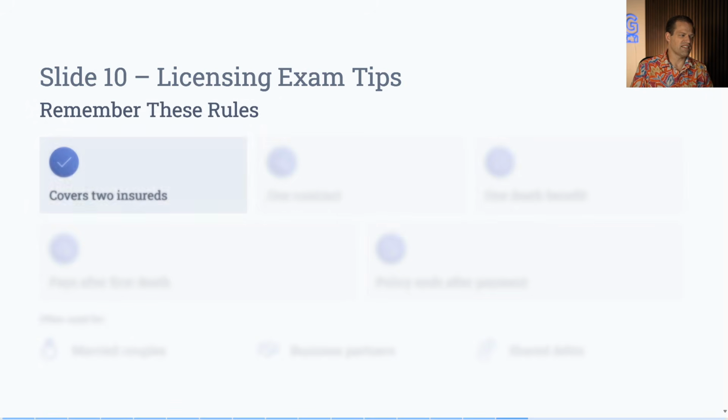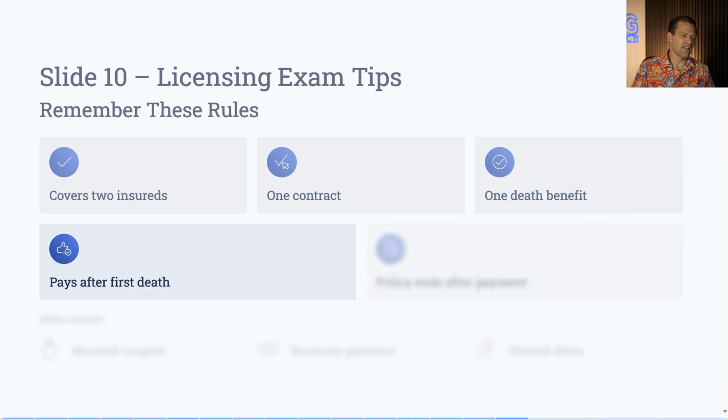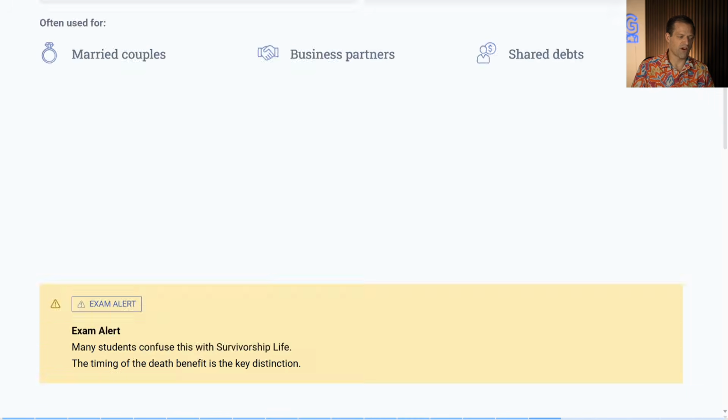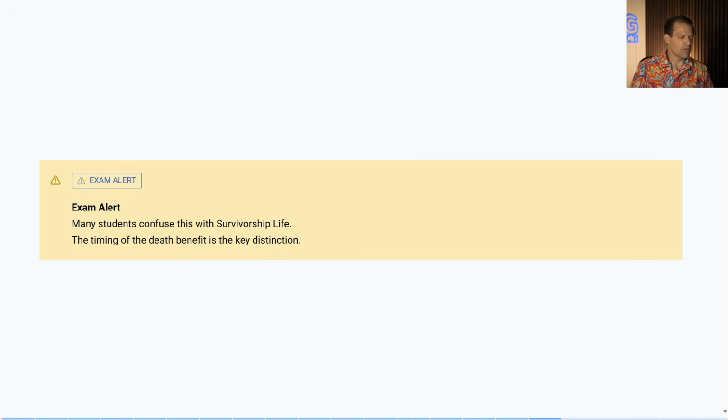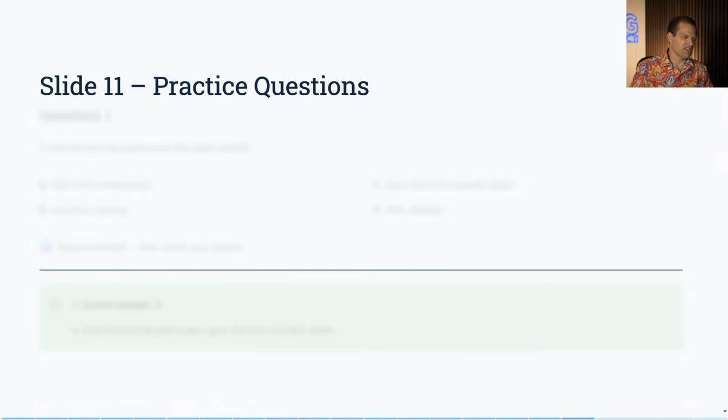So some licensing exam tips. Remember, they cover two insureds with one contract, one death benefit, and it pays after the first death, and the policy ends after the first payment, used for couples, business partners, and shared debts. Many students confuse this with survivorship life. It's the timing of the death benefit that's the key distinction here, okay?